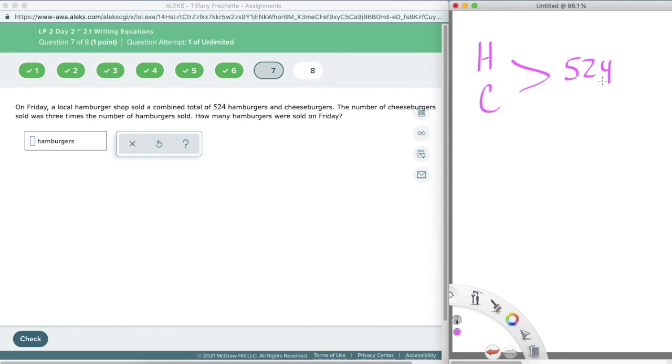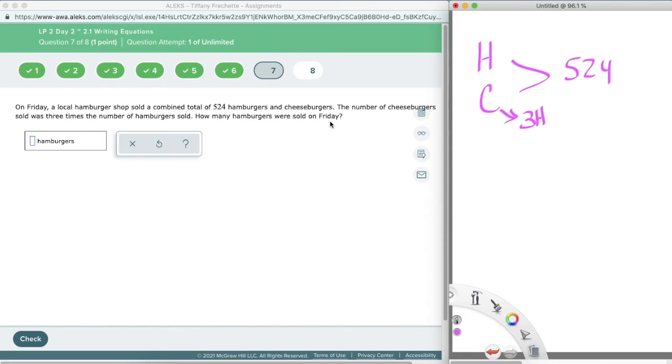The number of cheeseburgers sold was 3 times the number of hamburgers sold. So if I take the number of hamburgers and multiply by 3, that's how many cheeseburgers were sold. How many hamburgers were sold on Friday?